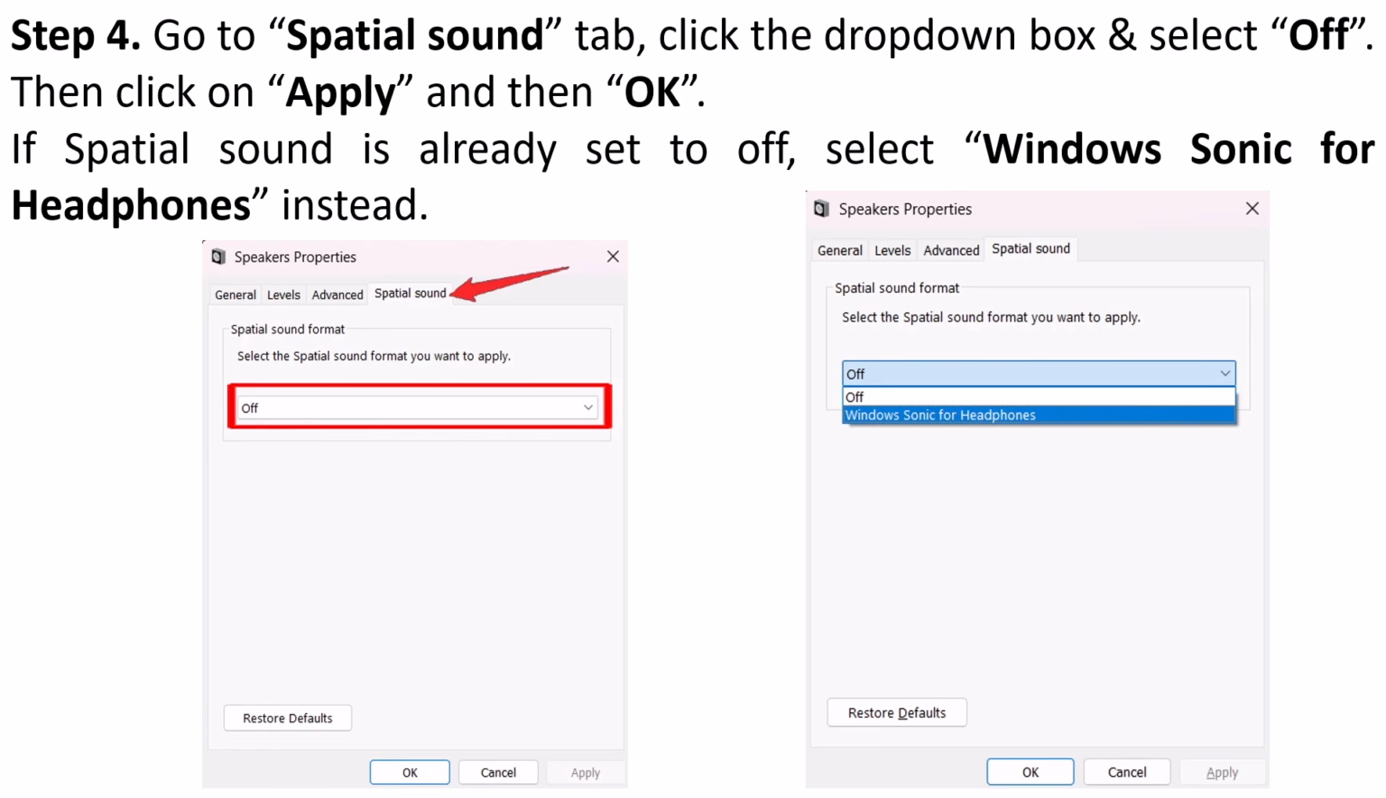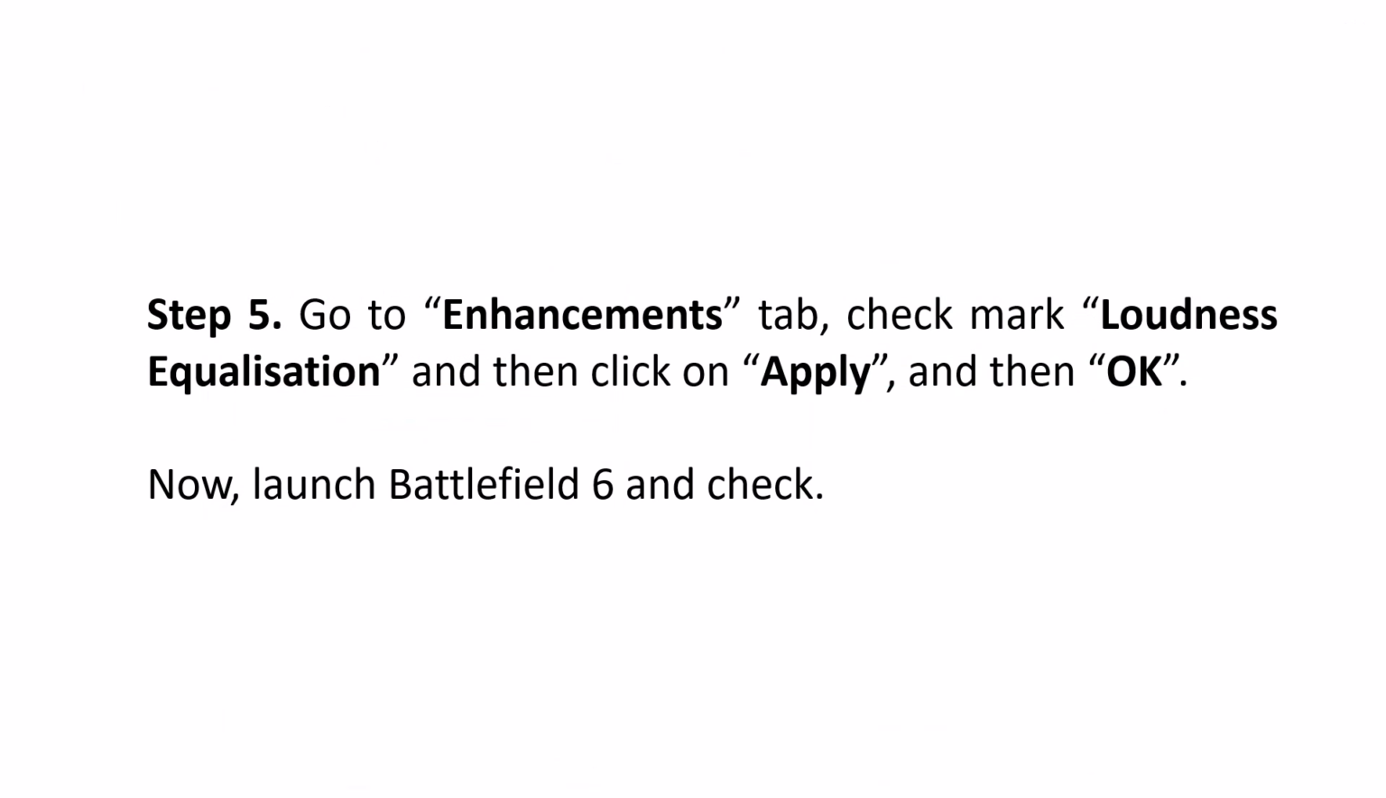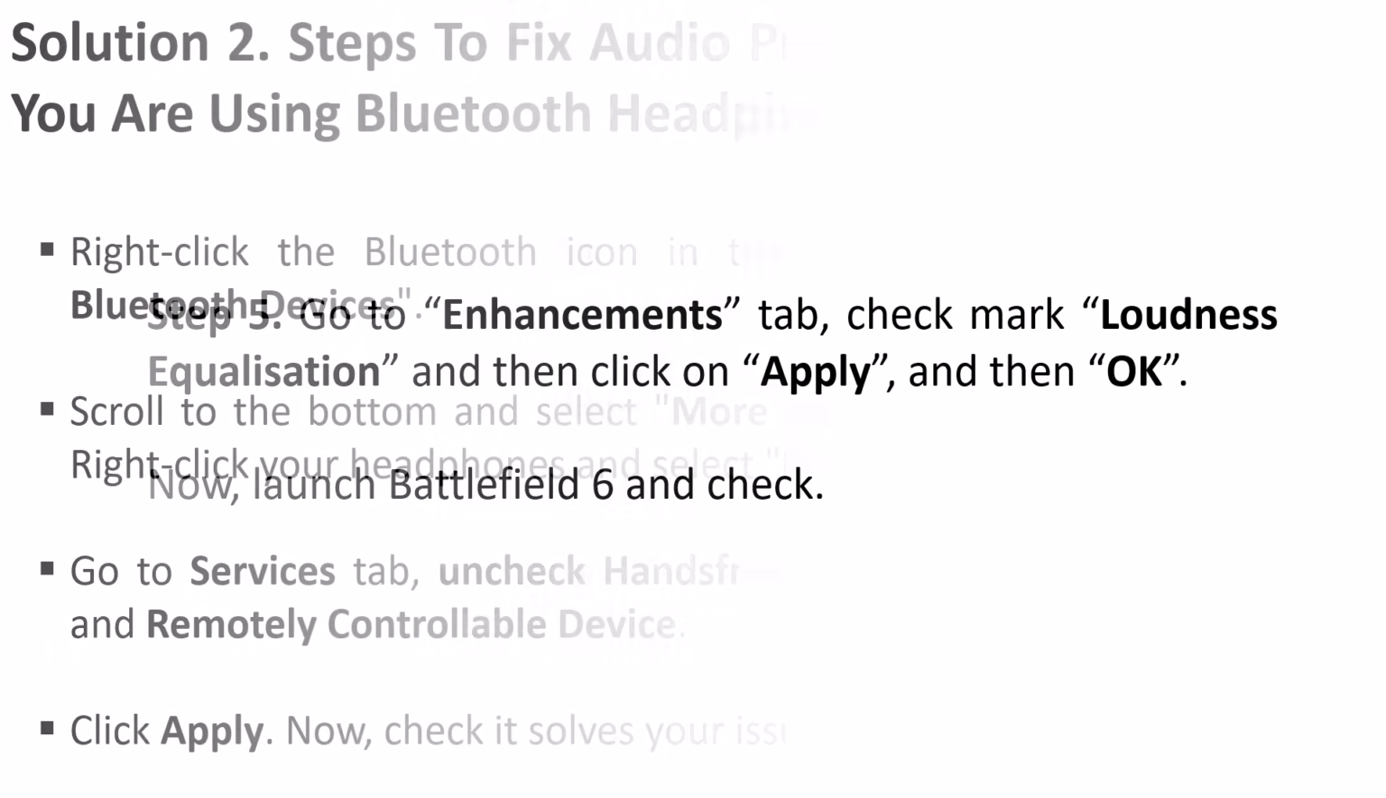If spatial sound is already set to off, then select Windows Sonic for headphones instead. Then go to the Enhancements tab, check mark Loudness Equalization and then click on Apply and then OK. Now launch Battlefield 6 and check if your problem is solved or not.